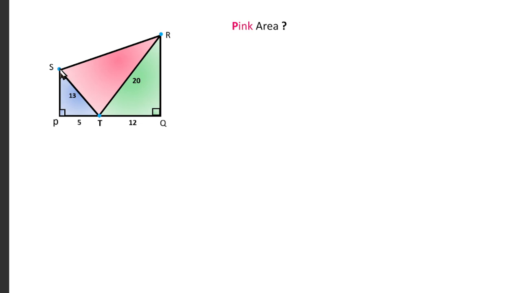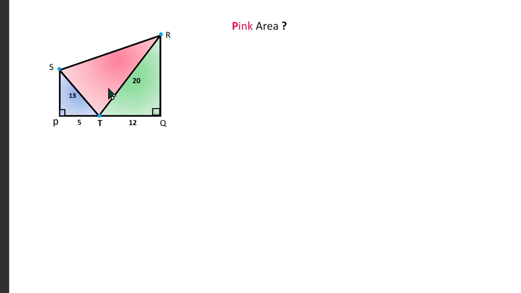In this question, three triangles are connected in such a way that the length of PT is given 5 units, ST length is given 13 units, TQ length is given 12 units, TR length is given 20 units. Then we have to find the area of this pink triangle. That is pink area we have to find.